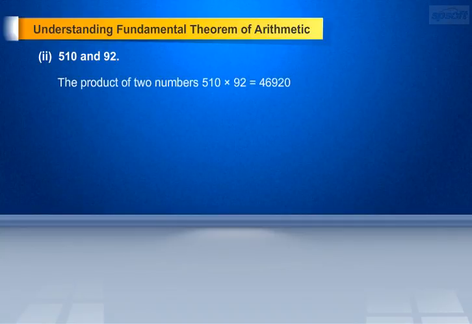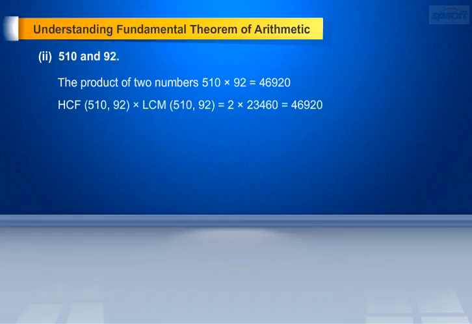The product of two numbers 510 and 92 is equal to 46,920. The product of HCF of 510, 92 into LCM of 510, 92 is equal to 2 into 23,460 is equal to 46,920. Hence, the product of two numbers is equal to the product of HCF into LCM.